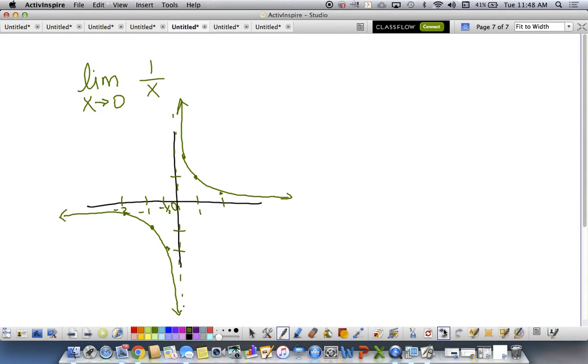So if I were to ask you the question, what is the limit as x approaches 0 of 1/x? What would you say? Well, from the left, it is negative infinity, and from the right, positive infinity. So does the limit exist? We would say the limit does not exist. You check the left-hand limit, you check the right-hand limit. If they do not equal, then the limit does not exist. Okay?